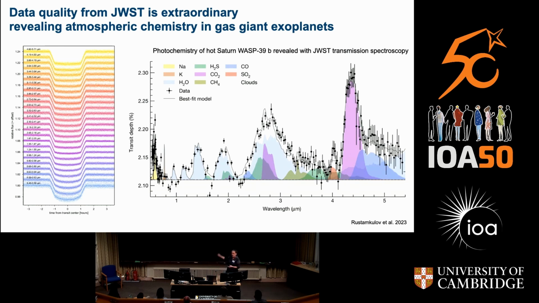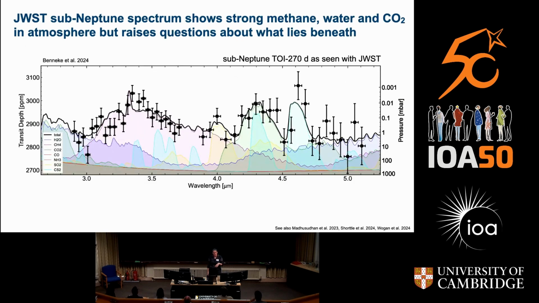So we have, for example, carbon dioxide over on your right. And even in this case, the interesting thing that came up was at 4 microns, the detection of SO2, so direct evidence of photochemistry in the atmosphere. If we push down in mass towards those sub-Neptunes, we can see that we start to detect molecules as well, methane, water, CO2.